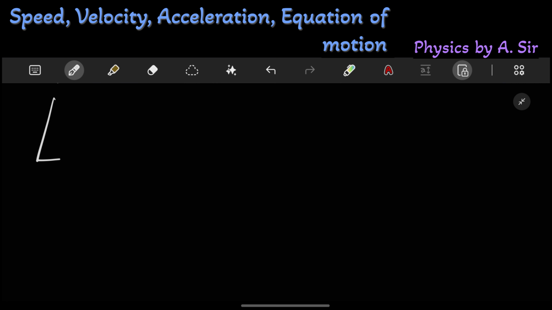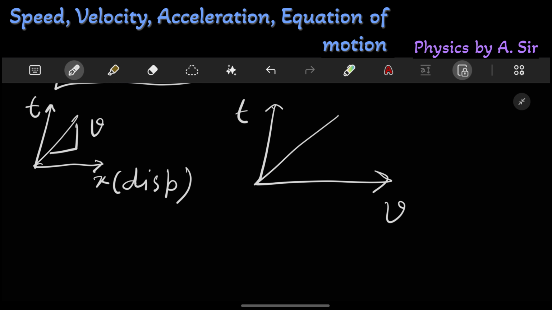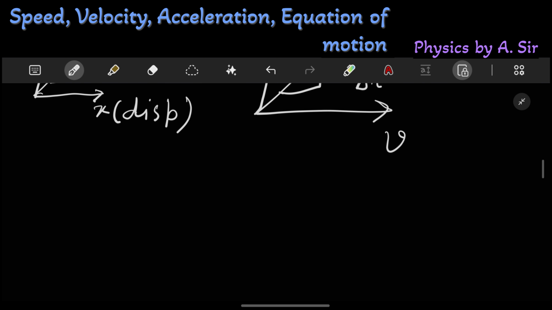So what have we learned so far? x versus t, and then this is velocity versus t. If it is displacement, and if it is a velocity-time graph, then the slope will be dv by dt, which is acceleration.